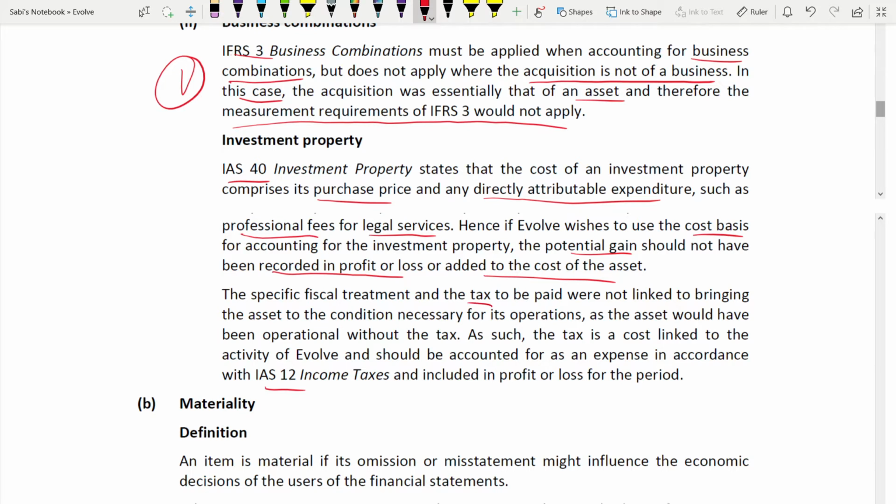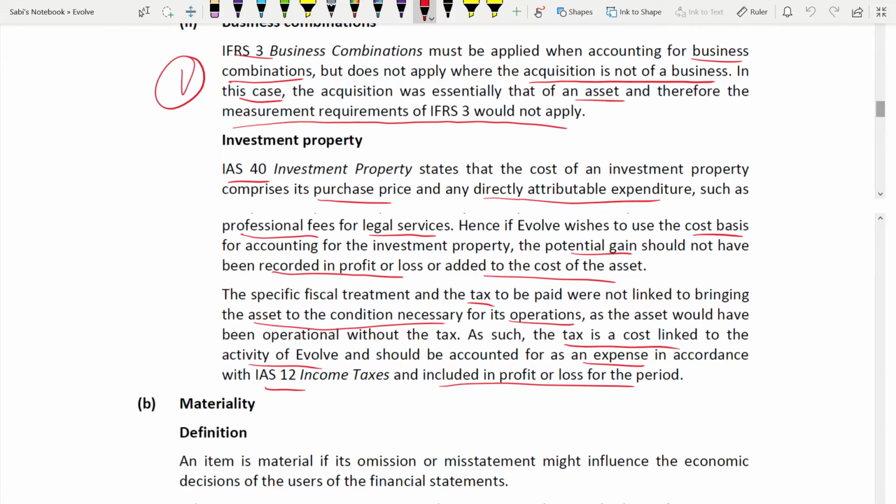The specific tax has to be treated separately when not linked to bringing the asset to its condition. This tax is not related to bringing the asset to the condition necessary for its operation. You don't have to pay this tax to bring the asset to this condition. Without this tax also, you can operate the asset. So tax is a cost linked to the activity of Evolve and should be accounted for as an expense in accordance with IAS 12, not capitalized, and included in profit and loss for the period.